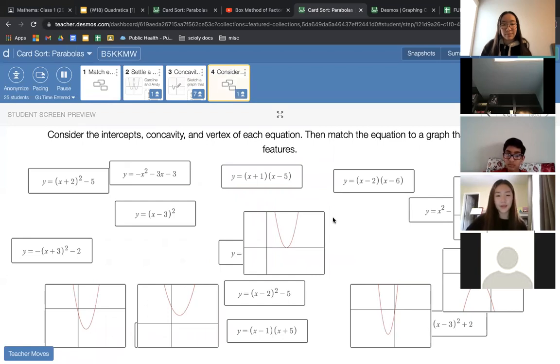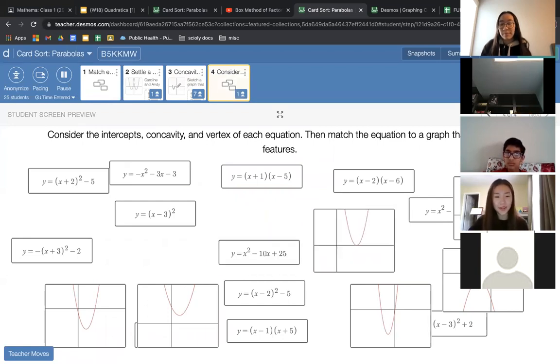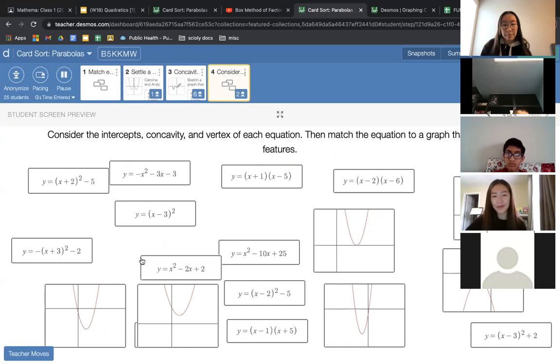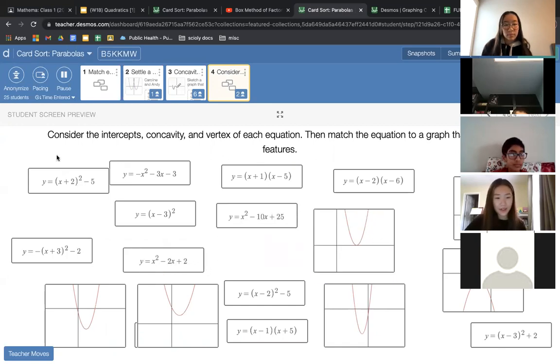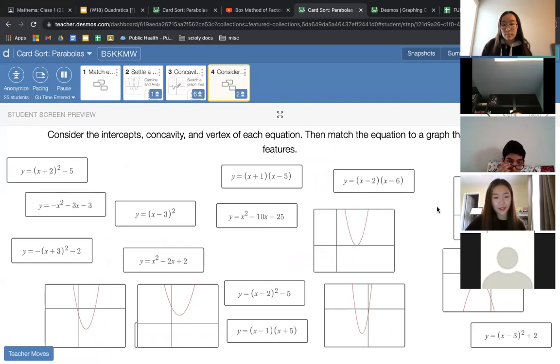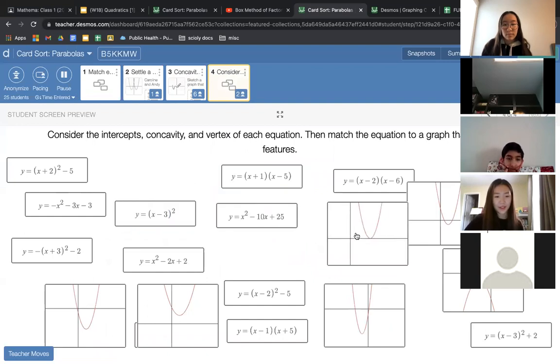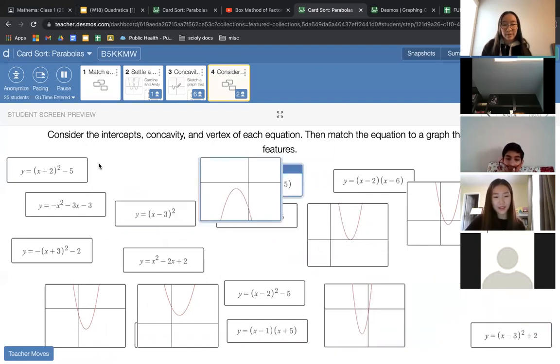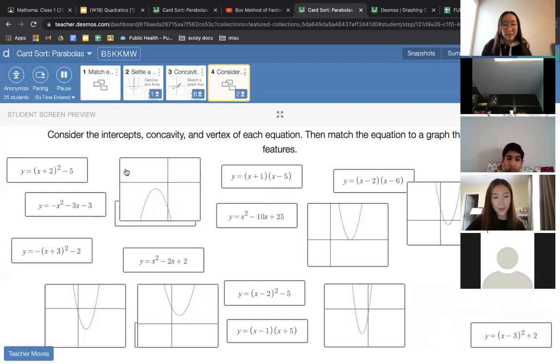Okay. Oh, a very long one. So consider the intercepts, concavity, and vertex of each equation, then match to the graph with the similar features. So I think one's hiding under the one graph at the bottom left corner. Okay, which one should we start with? How about we start with this one that I'm currently using?